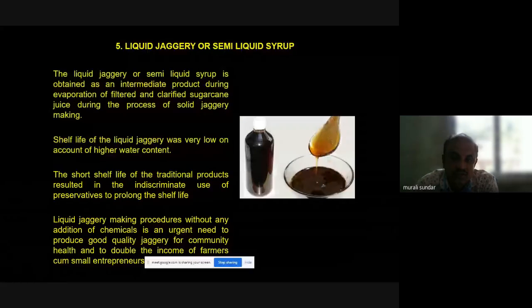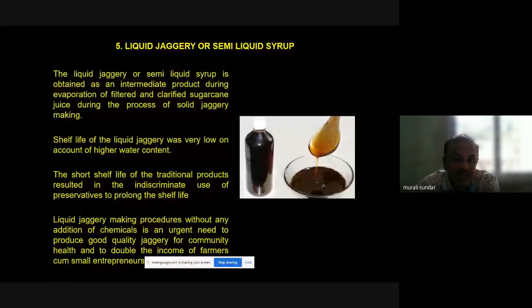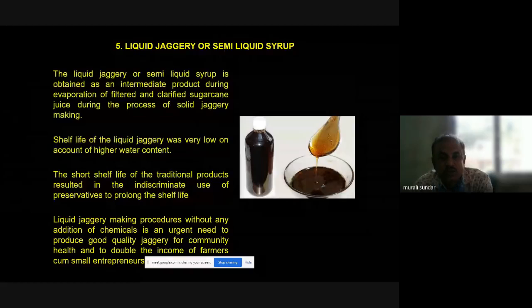So this product has a lot of market potential in the Indian market as well as the export market. Just by paying 10,000 rupees as licensing for the technology, one can start a very good startup or cottage industry to upscale as well as commercialize this product.